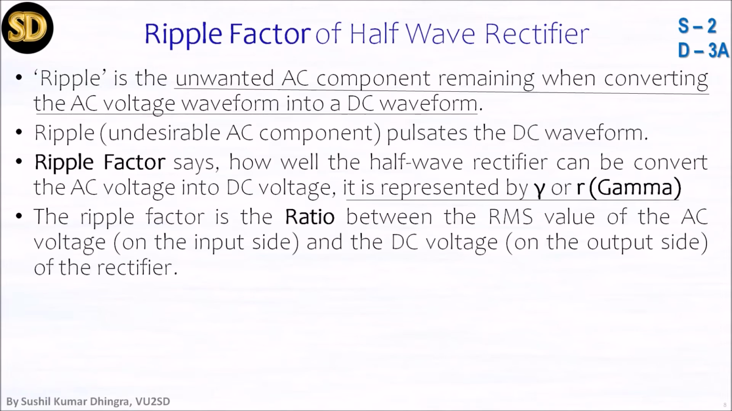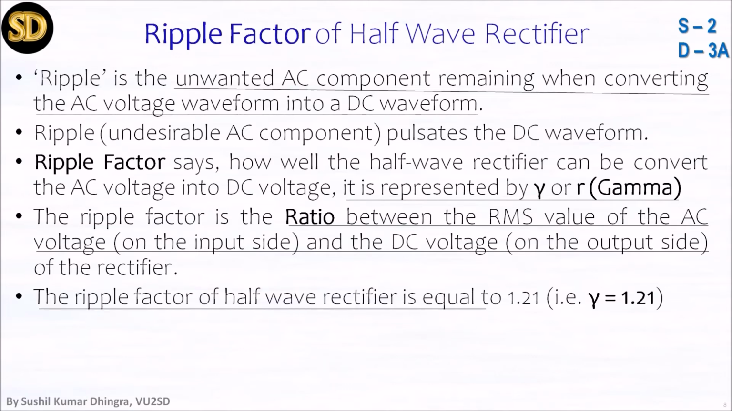The ripple factor is the ratio between the RMS value of the AC component and the DC voltage on the output side of the rectifier. The ripple factor of a half wave rectifier is equal to 1.21 in the standard case.